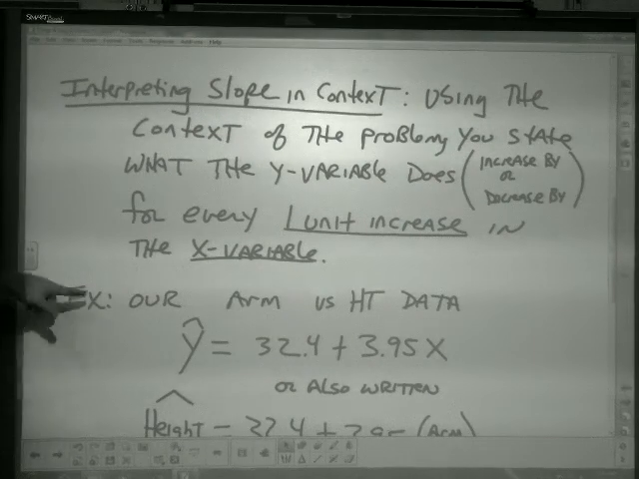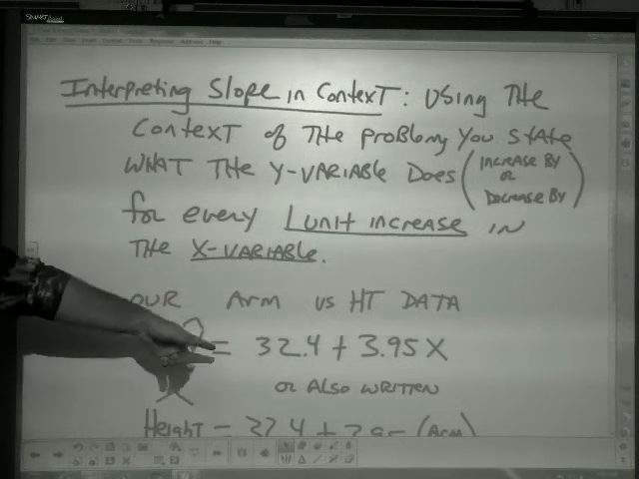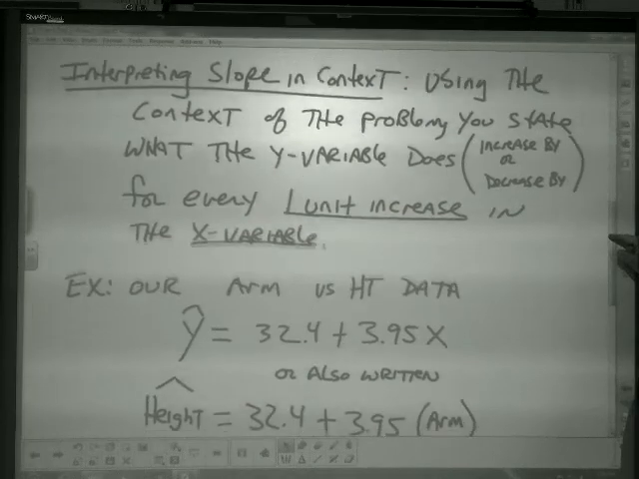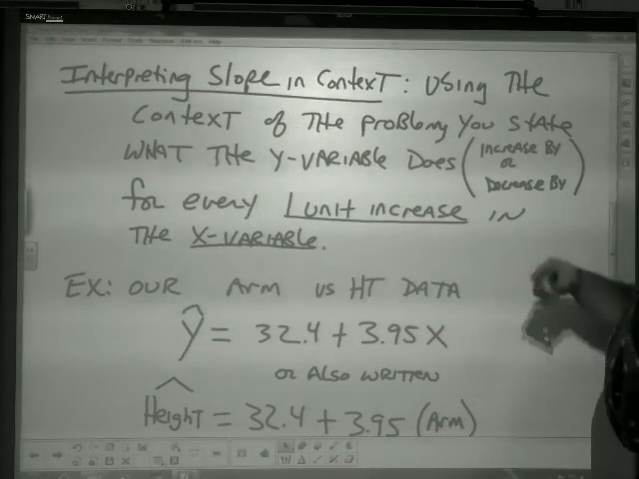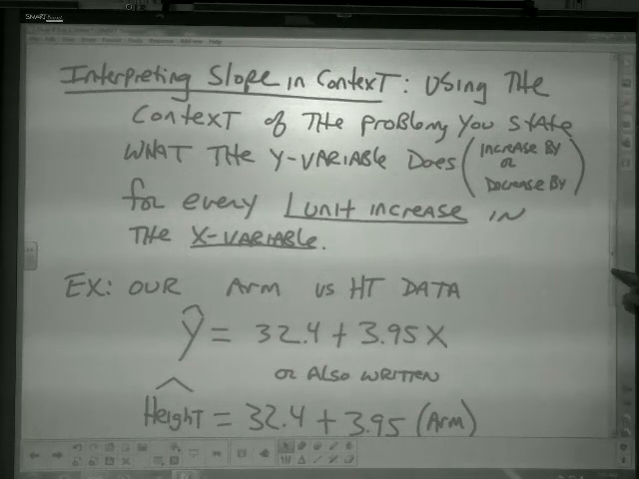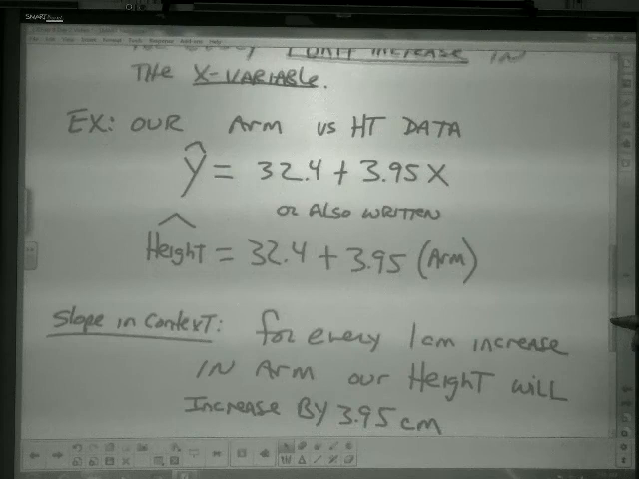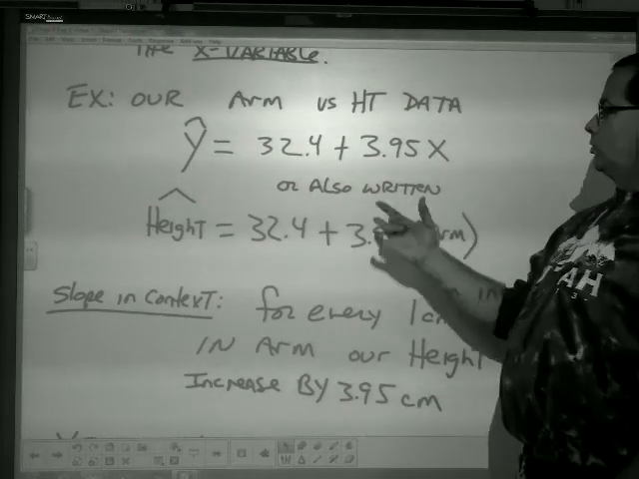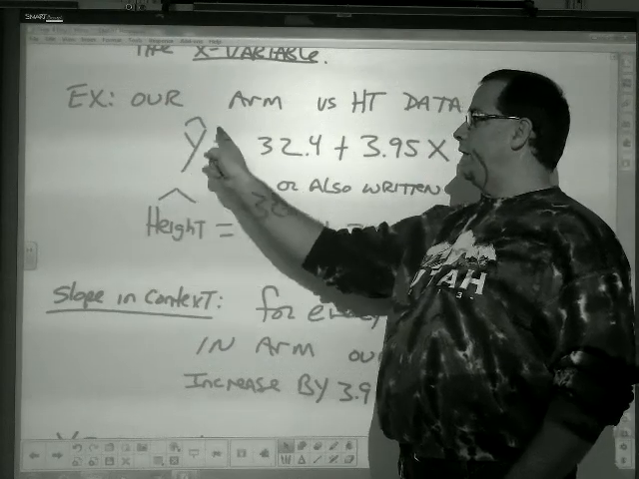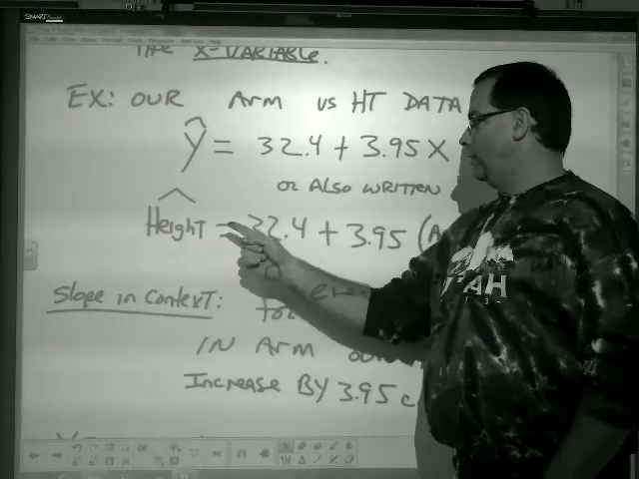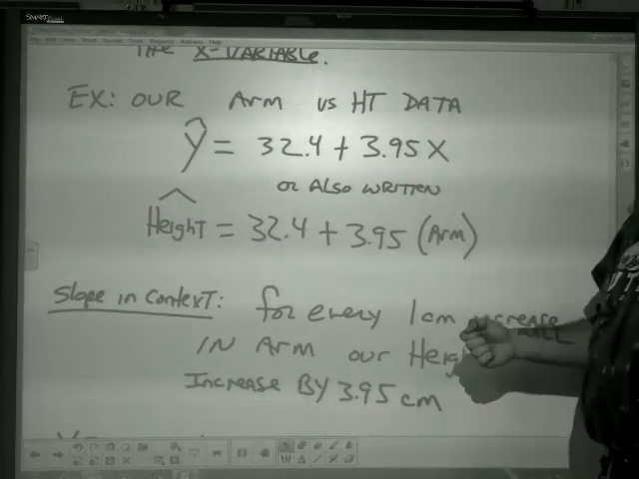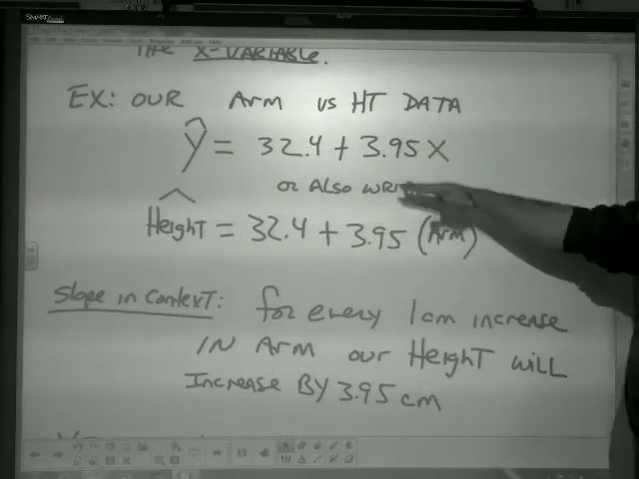All right, so let's say you take our arm and height data. I took some arm and height data and I have an equation. So if I want to interpret the slope, you remember the slope is next to the x, so there's my slope. All right? Now, for our arm and height data, you could write it like this, or you might see the book write problems like this, where the y variable is the height, so height hat, and then instead of x, they write arm. Both of them are equally useful. But there's our data, okay?